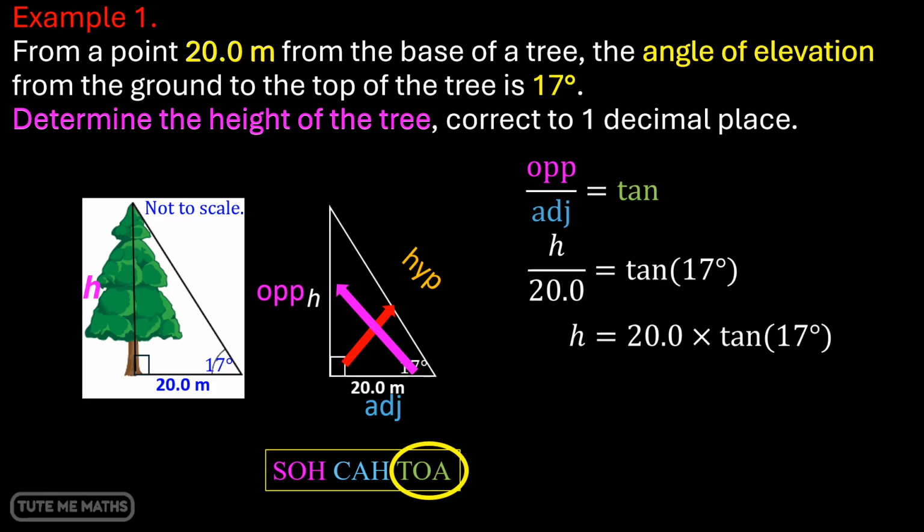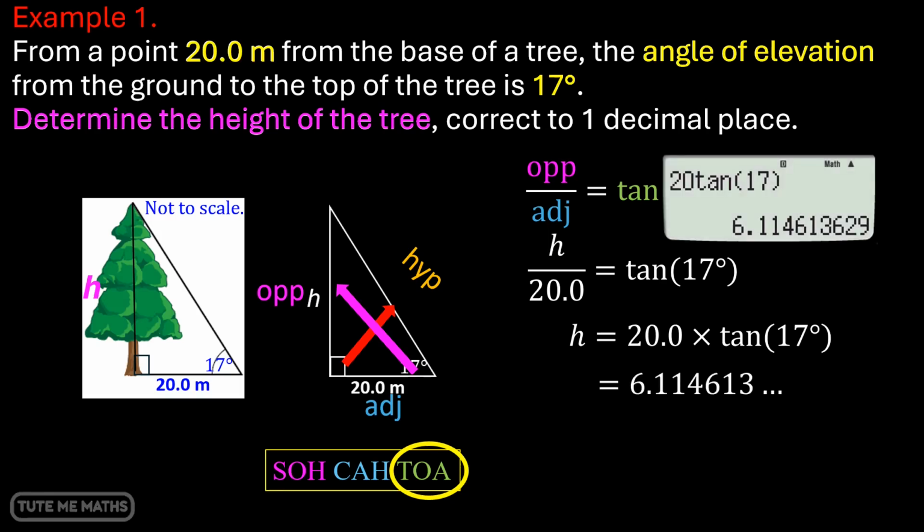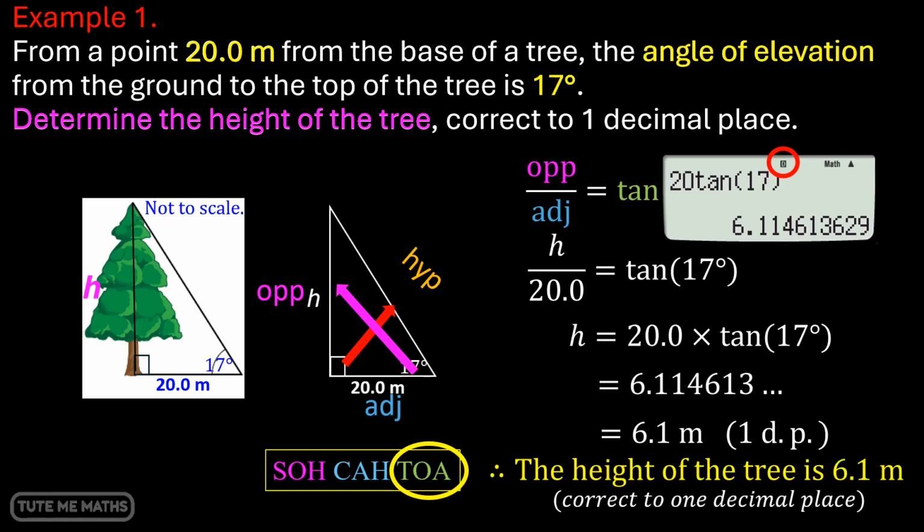Multiplying both sides by 20, we find that h must equal 20 multiplied by tan of 17 degrees. Typing this into your calculator gives this result, which equals 6.1 when rounded to one decimal place. Remember to check your calculator is set to degrees here, or you will get the wrong answer. We have found that the height of the tree is approximately 6.1 meters.